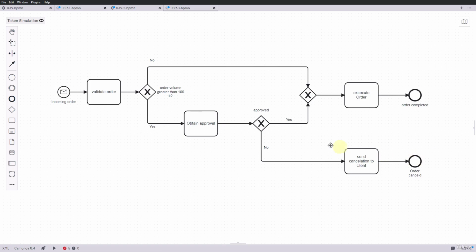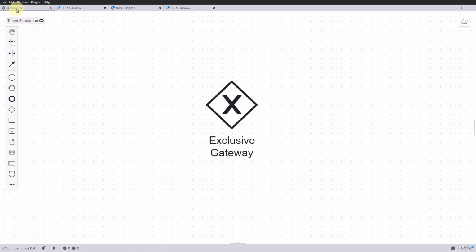If the approval is granted, the process takes the path to the successful completion of the order, and if not, the order is cancelled. The final status of the process is therefore fundamentally different. A few final and hopefully important words about exclusive gateways to help you avoid the typical pitfalls.